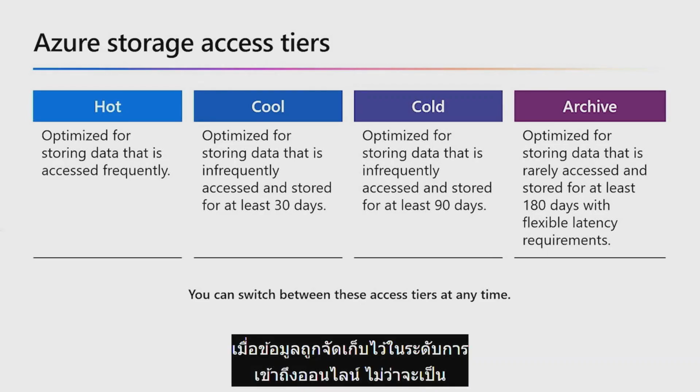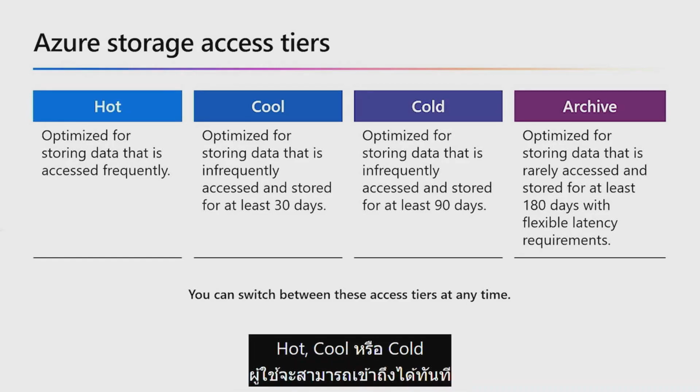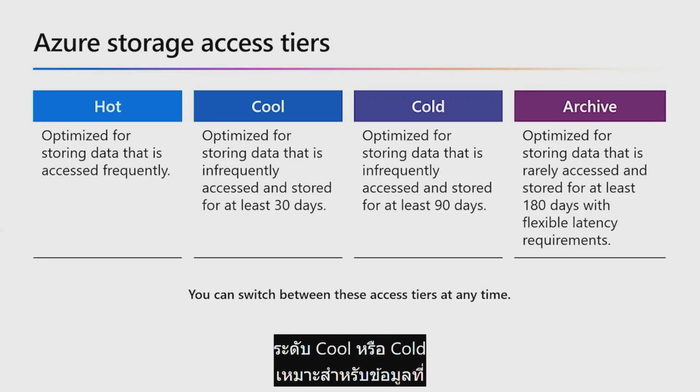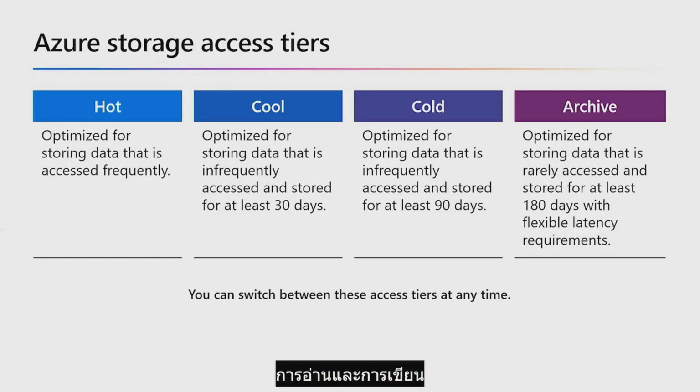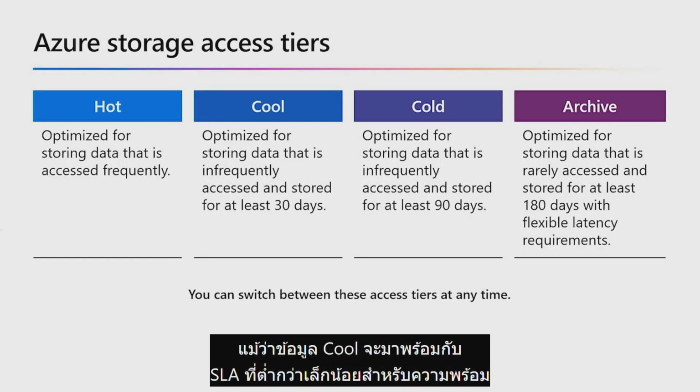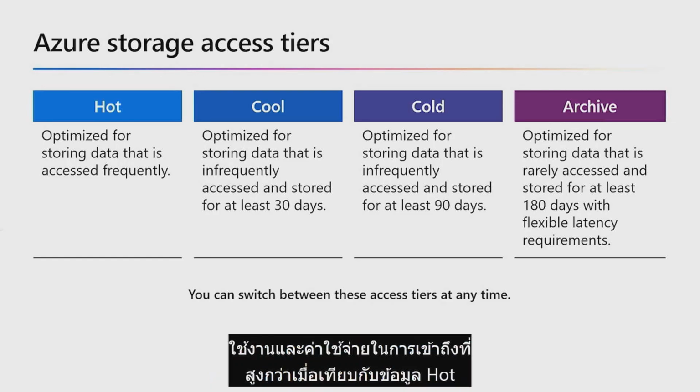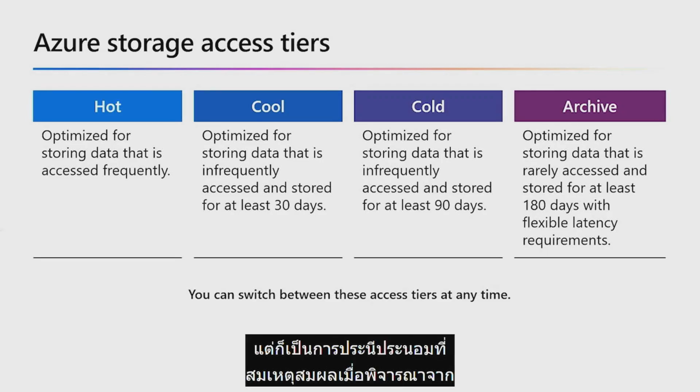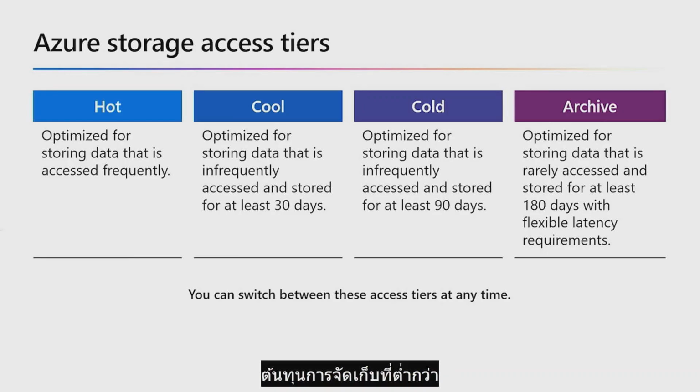When your data is stored in an online access tier, whether hot, cool, or cold, users can access it immediately. The hot tier is the best choice for data that is in active use. The cool or cold tiers are ideal for data that is accessed less frequently but still needs to be available for reading and writing. While cool data comes with a slightly lower SLA for availability and higher access costs comparing to hot data, it's a reasonable compromise considering the lower storage costs.